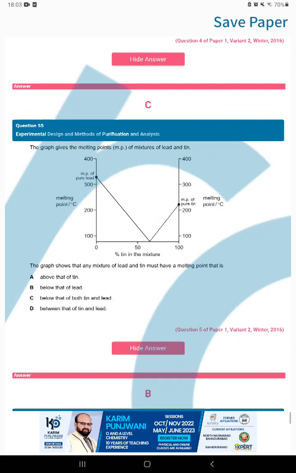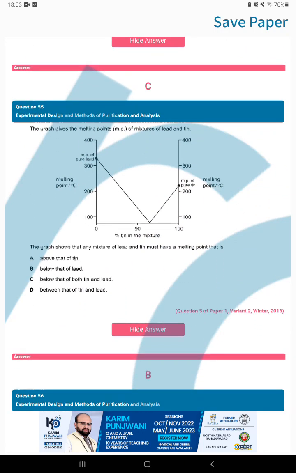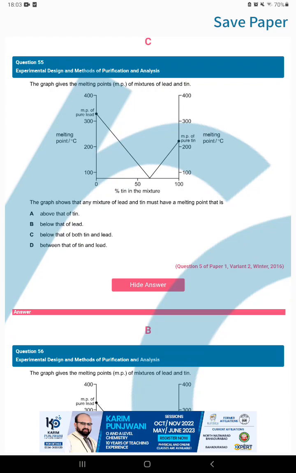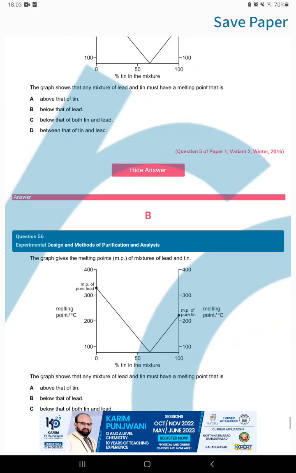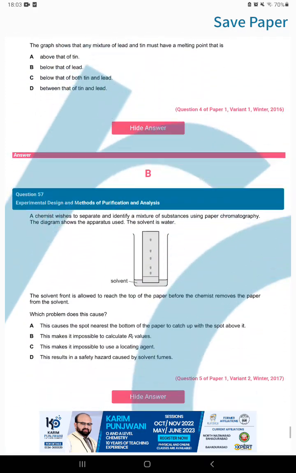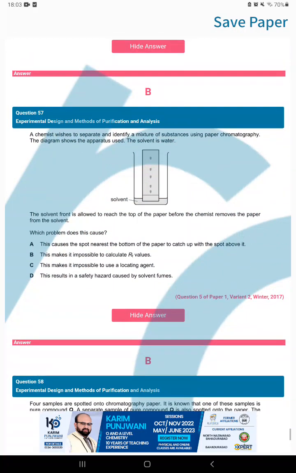The graph gives the melting point of mixtures of lead and tin. The graph shows the mixture of lead and tin must have the melting point that is above that of tin, below that of lead, below that of both, between that of both. Here the question is really repeated again, and the second last question.